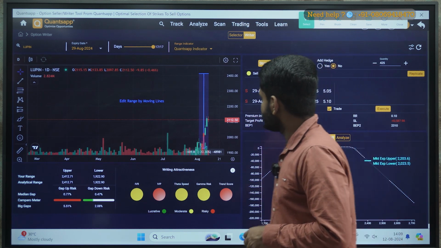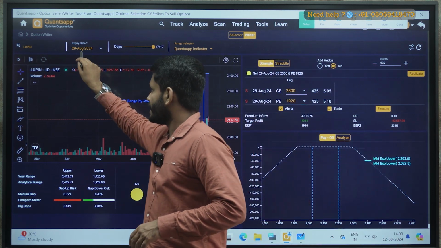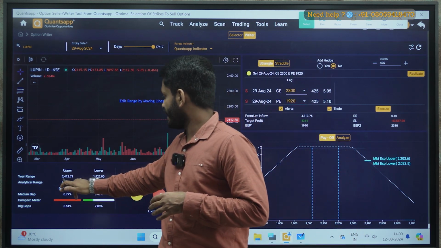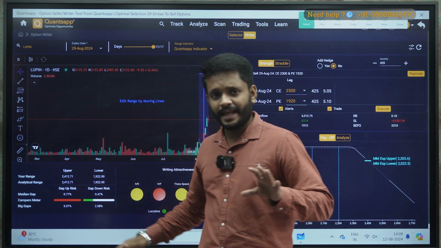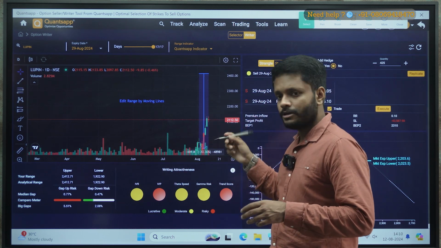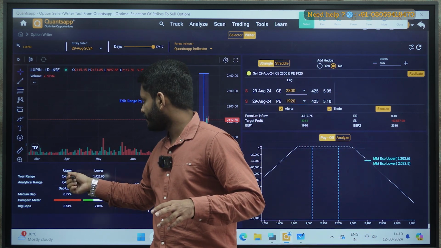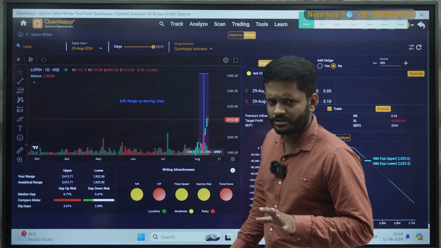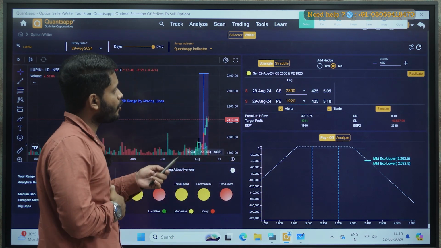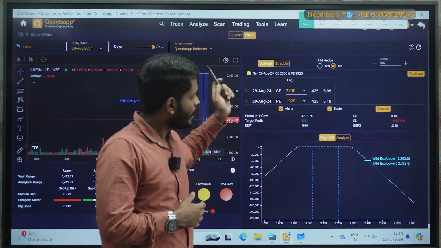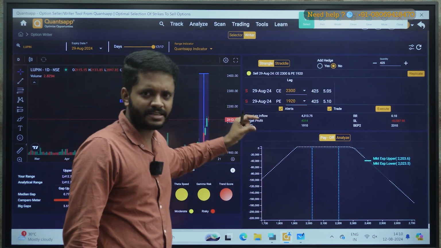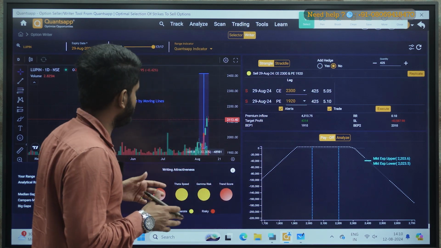Okay, now say Lupin 29th August expiry, and I'm willing to hold it for 17 days. Here it is giving me a range. Usually your range and analytical range will remain the same unless you tweak this. Now the upper range is 2400 and the lower range is approximately 1900. Based on this, it is asking me to sell the 2300 call on the higher end and the 1920 put on the lower end. If I do so, this is the premium that I will be earning if the stock expires between this range. So there is a very high possibility.